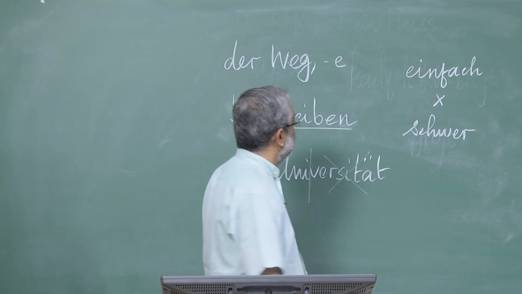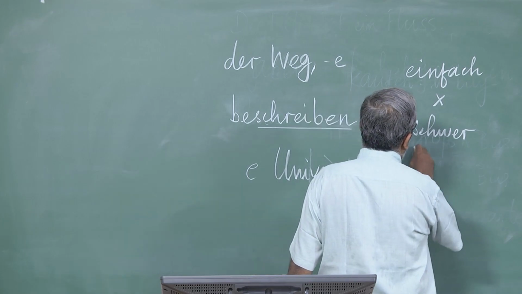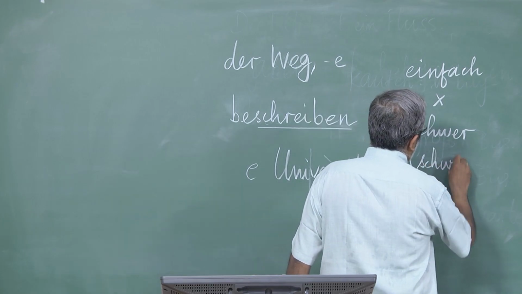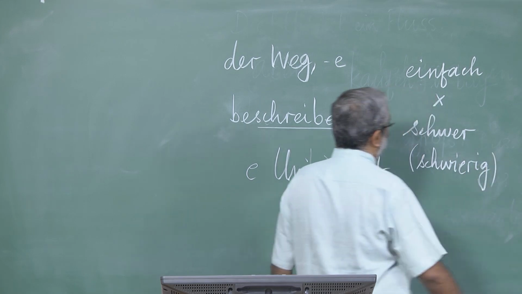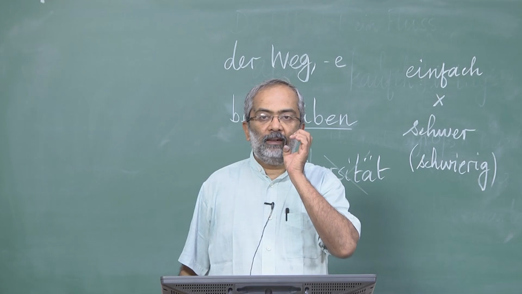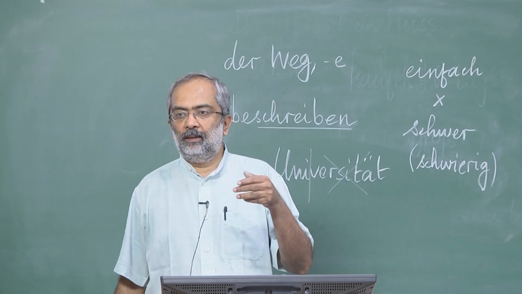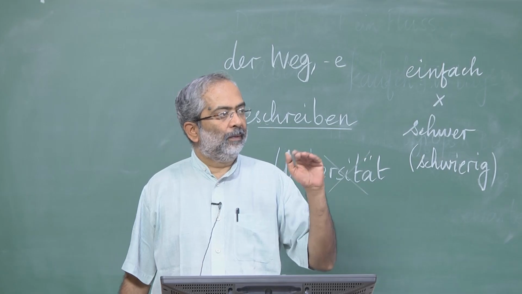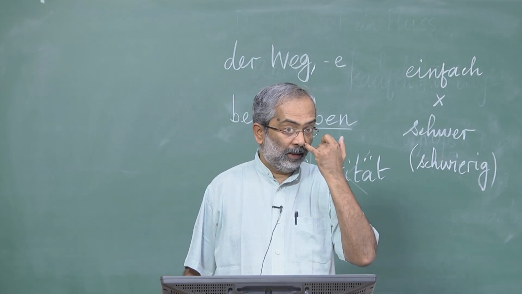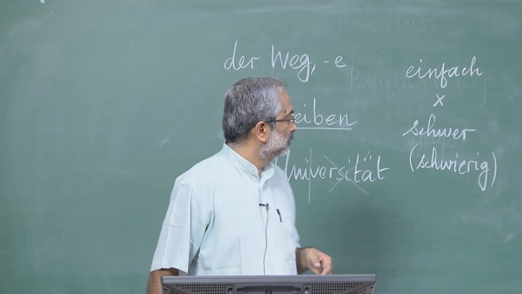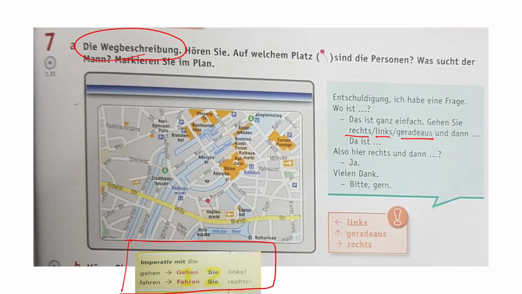Schwer. Das ist schwer oder schwierig. Einfach, schwer oder schwierig. Einfach is simple, easy. Schwer, schwierig, difficult. Gehen Sie rechts, links, geradeaus und dann da ist der Bahnhof und da ist auch die Post, da ist auch die Bank, etc. Okay.